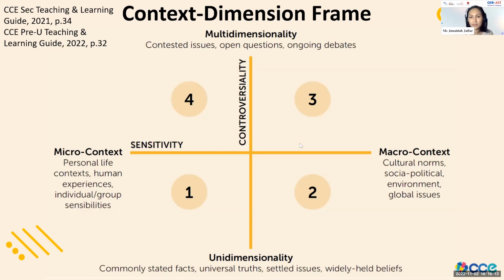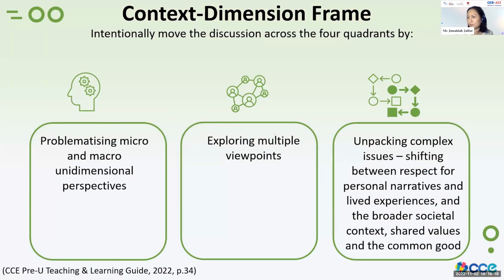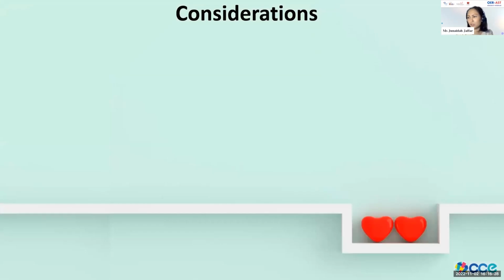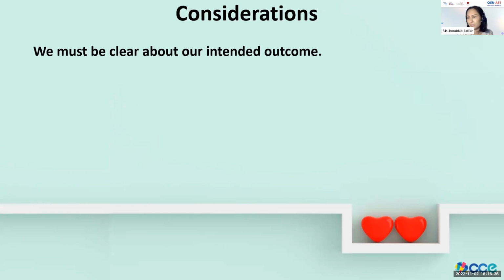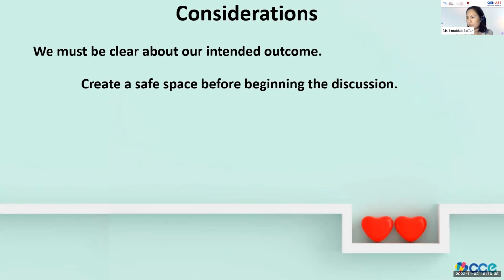So in summary, through dialoguing and asking appropriate, clarifying, sensitizing, and influencing questions, we can intentionally move the discussion across the 4 quadrants by using these 3 facilitation moves. And regardless of our approach, pedagogy, or strategy used, we need to consider the following implications. We need to be clear about our intended outcome, as mentioned, and create a safe space. Some of the ways we could do this is by establishing collaborative norms, making sure that we have positive teacher-student relationships, and we should respond with empathy.